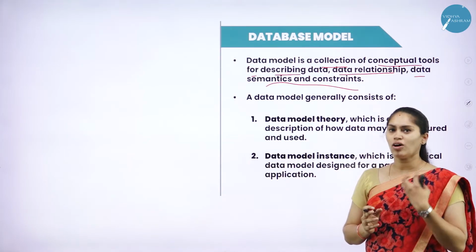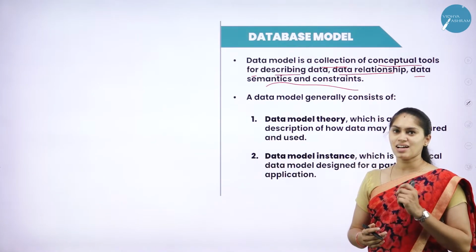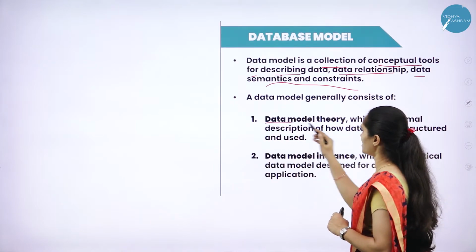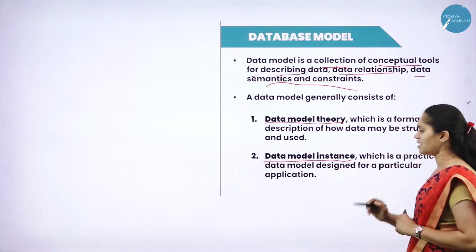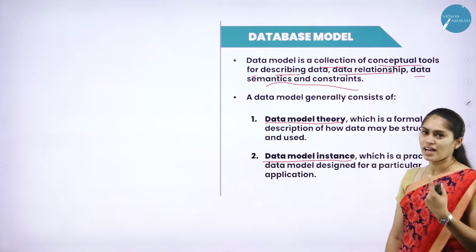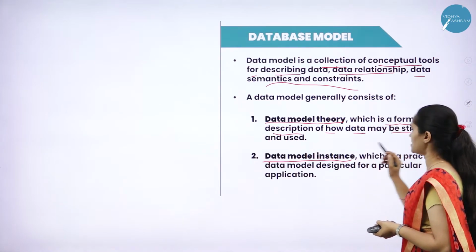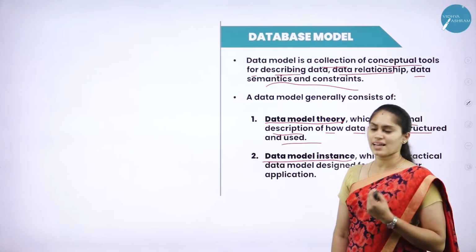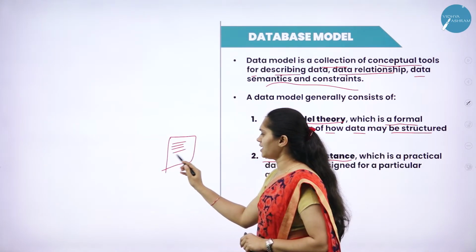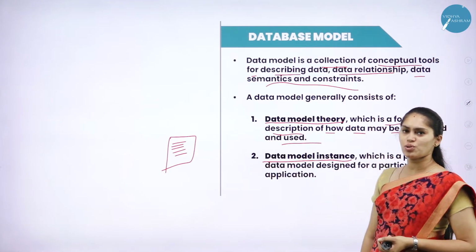So when we have all these descriptions in the conceptual tool, then that is considered a data model. It mainly consists of 2 points. One is data model theory and another one is data model instance. So data model theory in the sense what? It is going to have a formal description of how data may be structured and used. So it is like a theoretical part. It is going to have all the theoretical aspects related to the data and how it needs to be used.